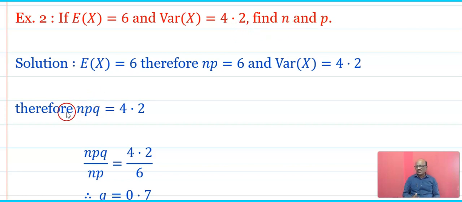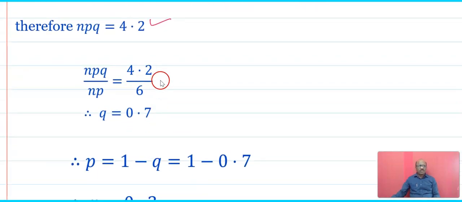This is also very simple. The value of E of x is given to us, np is given, and the variance of x is given, that means npq is given to us. We take the ratio of these two, npq upon np, that is 4.2 upon 6. That is, np get cancelled. You will get the value of q as 0.7.